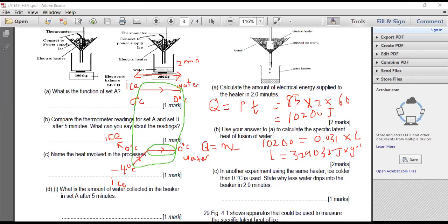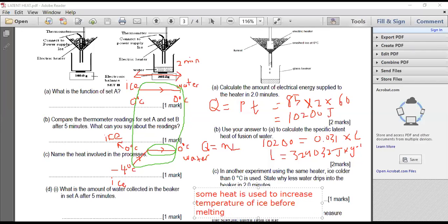Okay, so you can say some heat is used to increase temperature of ice before melting. Okay, some heat is used to increase temperature of ice before melting. Okay, so that's why the mass collected will be lesser.